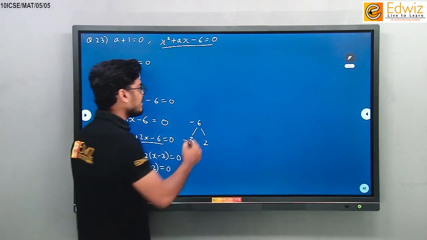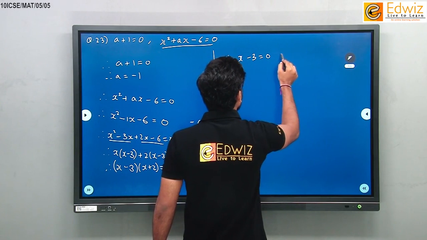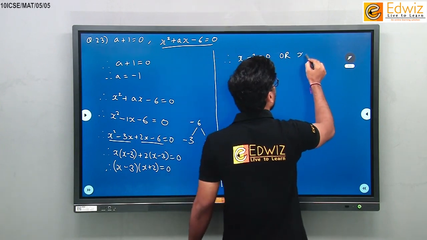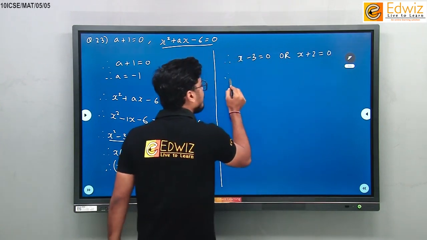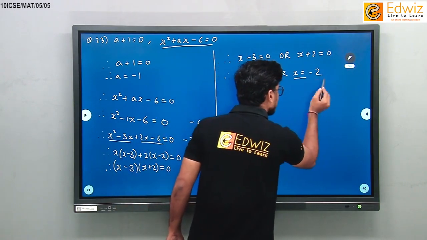So the solution for this equation is x minus 3 equal to 0 or x plus 2 equal to 0. So we have to find the value of x. It is 3 or minus 2.